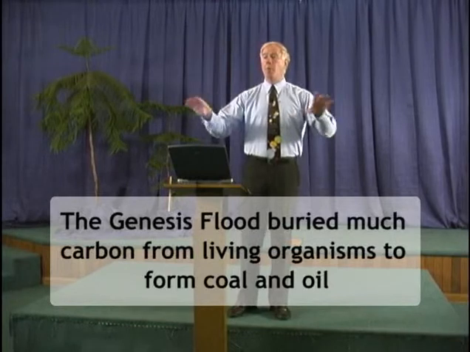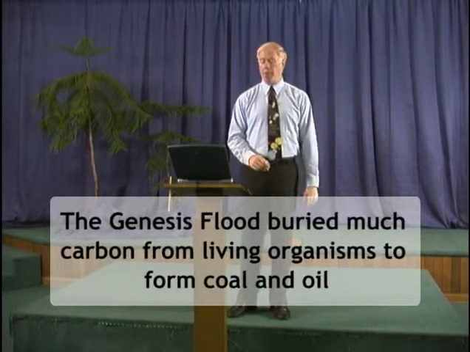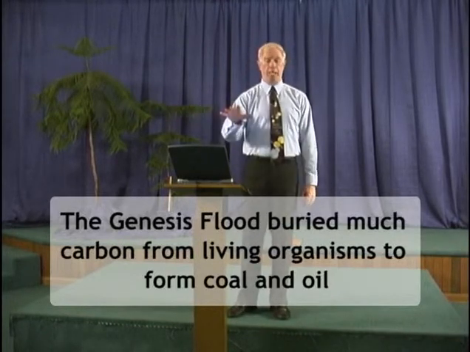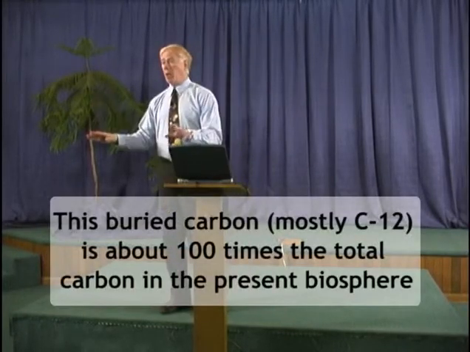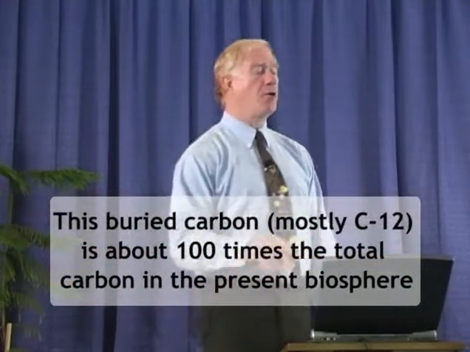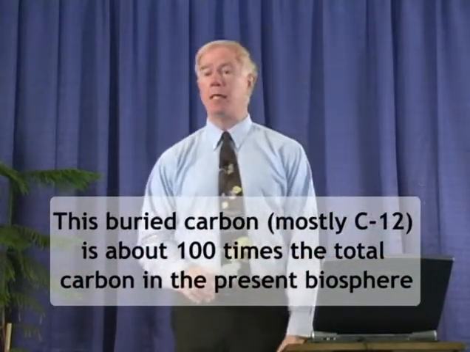Genesis flood and atmospheric levels of carbon. The Genesis flood, we know, buried much carbon from living organisms to form the coal and oil we see out there today. Matter of fact, this buried carbon, which is mostly carbon-12, is about 100 times the total carbon in the present biosphere. That means there was much greater carbon-12 in the atmosphere before the flood. What would that do to the ratio? It would completely change the ratio from 1 trillion to 1 to something much higher, like maybe 16 trillion or 32 trillion to 1, or maybe even more.